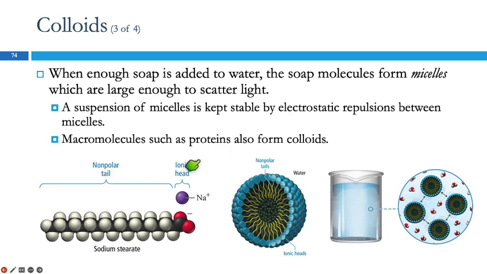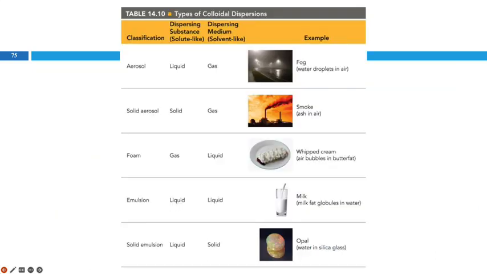Proteins can also form colloids. We call those macromolecules because they're really, really big. So these are some different types of colloids or colloidal dispersions, things that you might see in everyday life. Fog, we experience that pretty often, right? Fog is a colloid of water droplets in air.